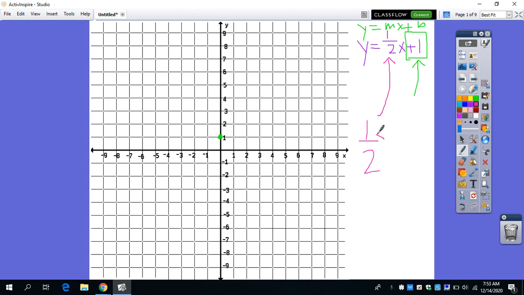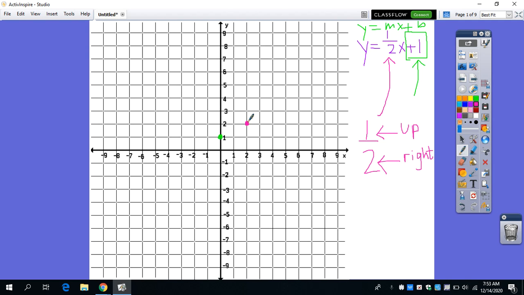This one's telling me if I'm going up or down. Okay, I'm going up because it's positive. I'd go down if it's negative, right? Since it's a positive 2, that means I'm going to move to the right. So I'm going to go up 1 from this one, and I'm going to go over 2. 1, 2. This is my next point. I already have 2 points.